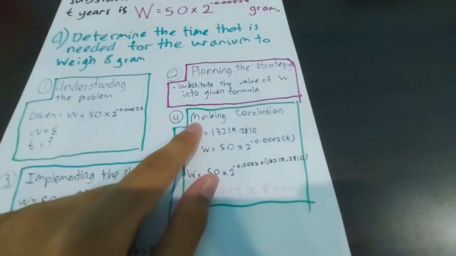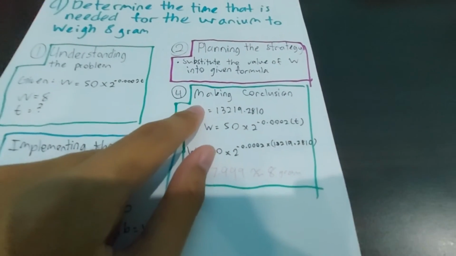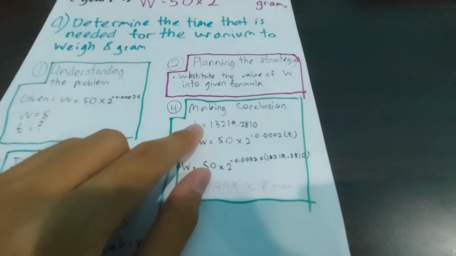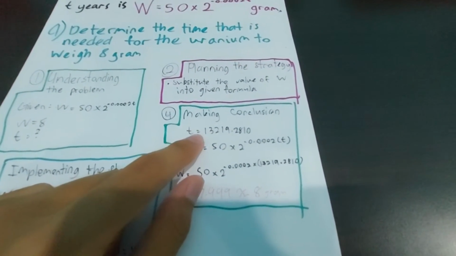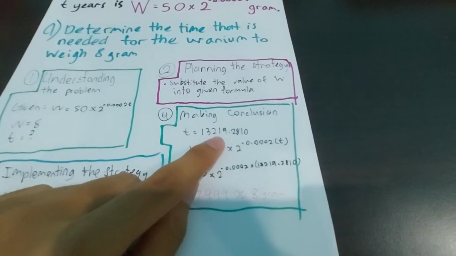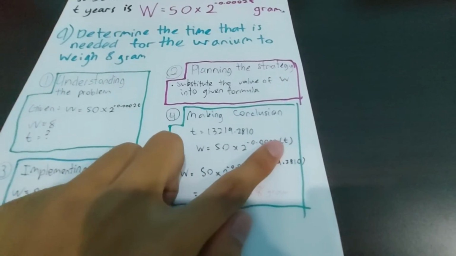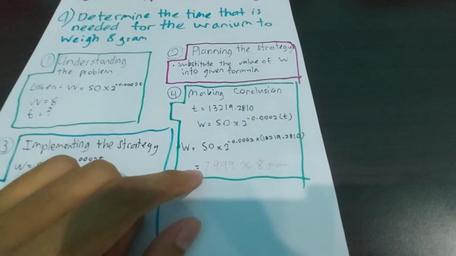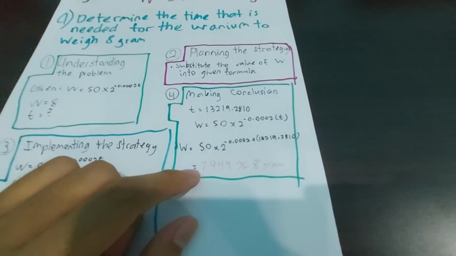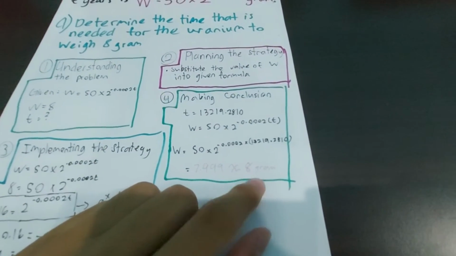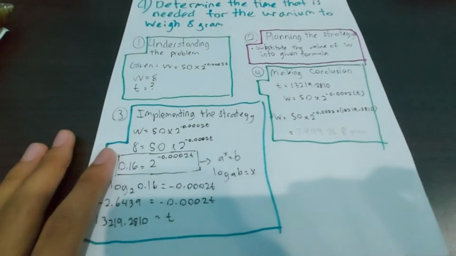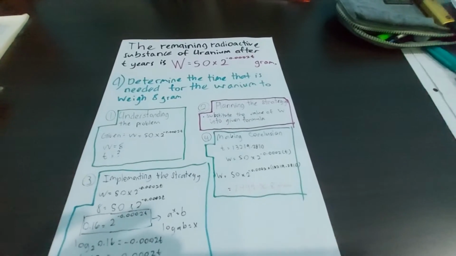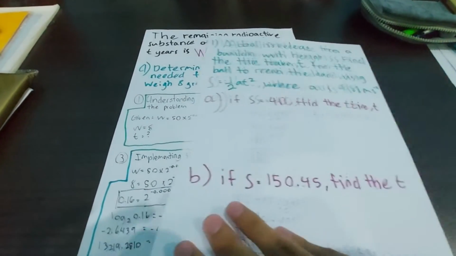The last step is to make sure you got a correct answer, so just check it. We have T equal to 13,290.2810. Plug in T here, and we get W equivalent to 7.99, which is approximately 8 grams. So the answer is correct. Then moving on to the real questions here.